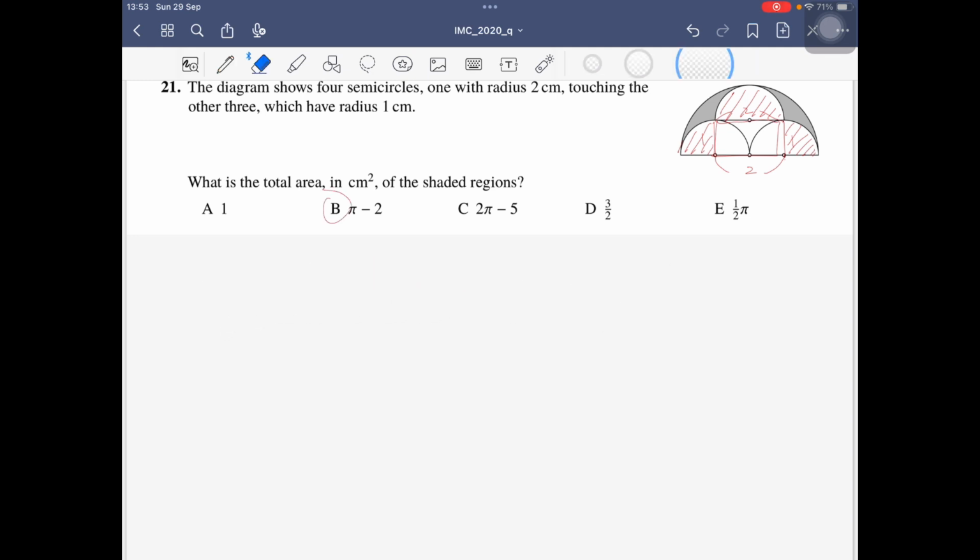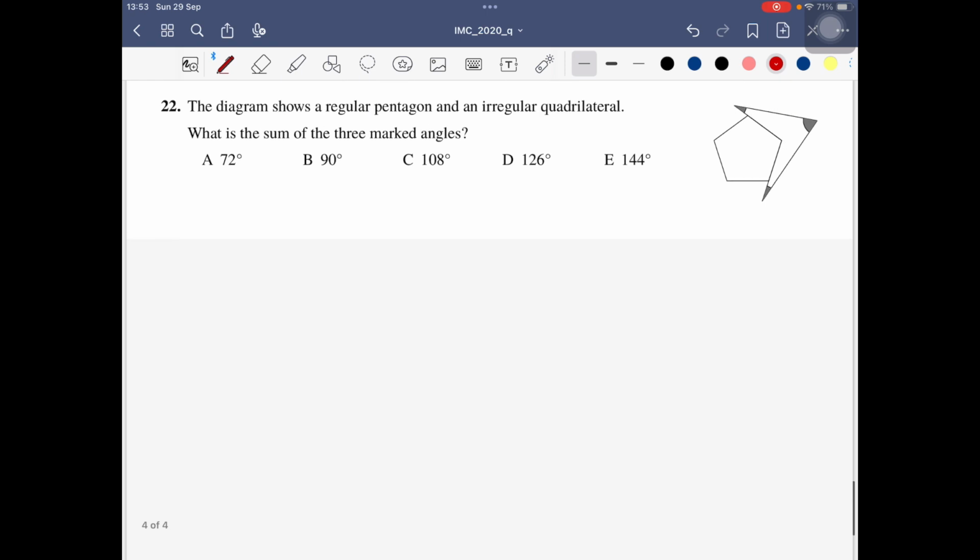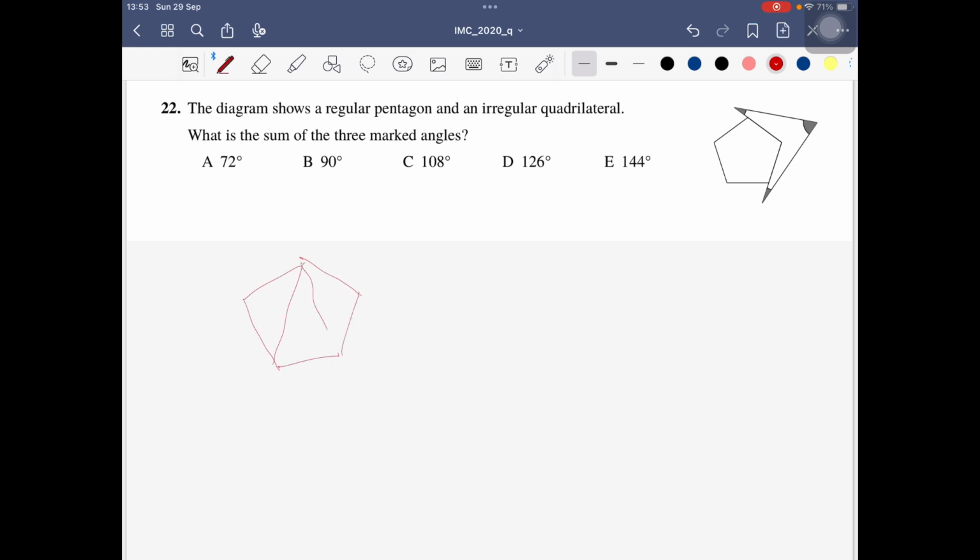And number 22. This shows a regular pentagon. A regular pentagon has 3 sub-triangles. We can divide it into 3 triangles from one vertex. So the whole interior angle sum becomes 180 times 3, 540. Divide by 5 to find one internal angle becomes 108. So this is 108.